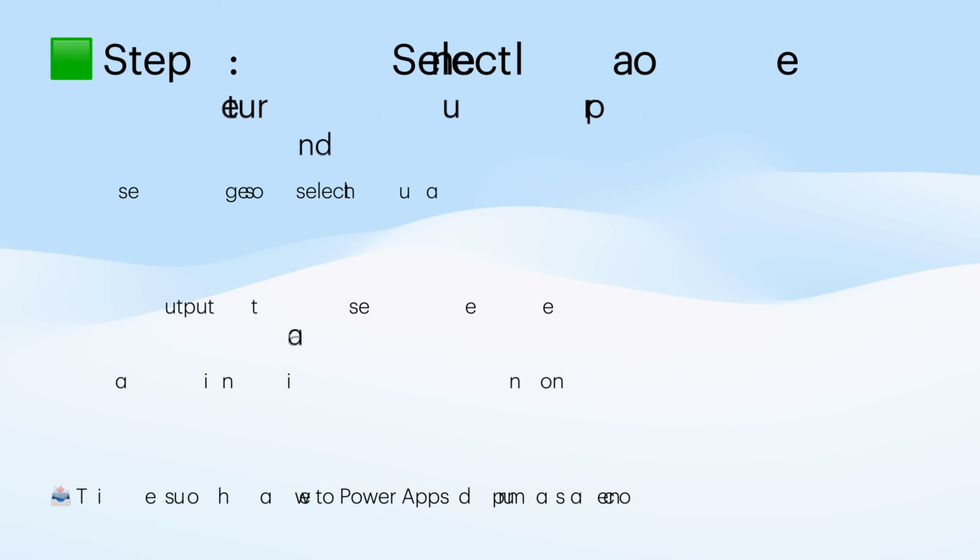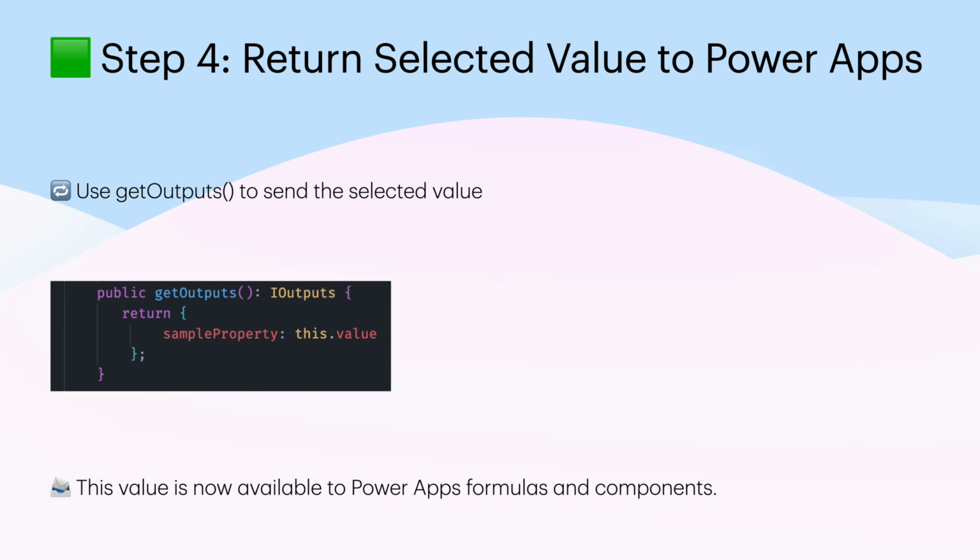Time to send that value back to Power Apps. In the getOutputs method, we return the selected value inside an object. This is what Power Apps receives every time the value changes. So, if your dropdown is bound to a field, this is where the updated value syncs.